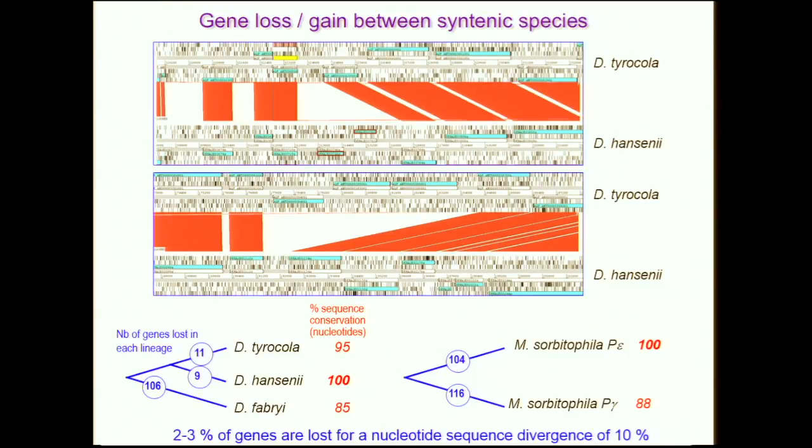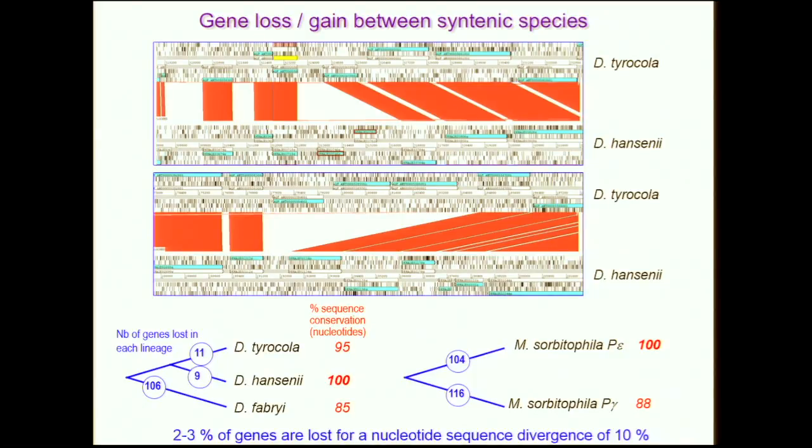And if we recapitulate that for the entire set of species we have studied, starting from Onseli, which is considered a reference, Thyrocola has 90% nucleotide sequence identity, 5% divergence. Remember that we differ from chimpanzee by 1.5%, okay? That's 3 times more. Fabry has 15% sequence divergence. During this evolutionary time of sequence divergence, we have lost 11 genes on this branch, 9 genes on this branch, and 106 genes on this branch.